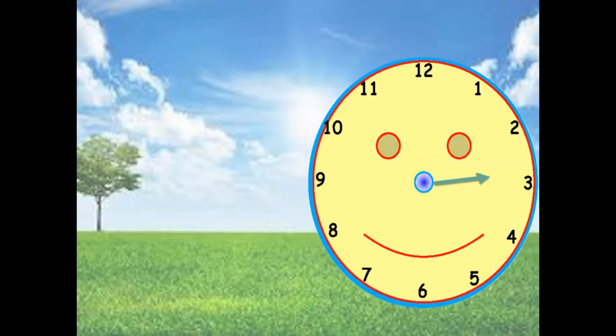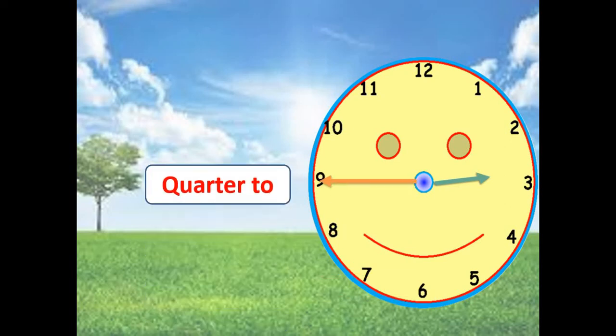Okay, let's learn a new one. When the long hand points at 9, we're going to say in the analog quarter to, and it means that 45 minutes passed. Let's solve some examples.